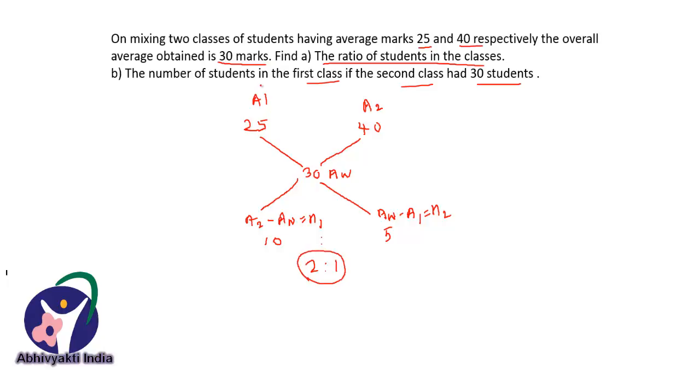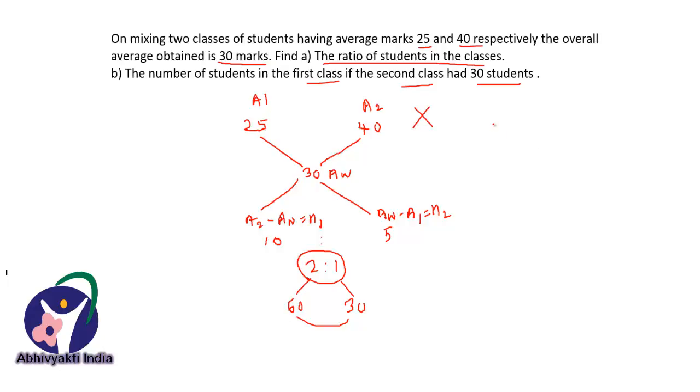Now the second question is, what is the number of students in the first class if the second class has 30 students? If the second class has 30 students, then definitely the first class will have 60 students because the ratio is 2 is to 1. So if this is the second class, this is the first class. If this is 30, then this will be twice of 30, it is 60. This is called the cross line approach.